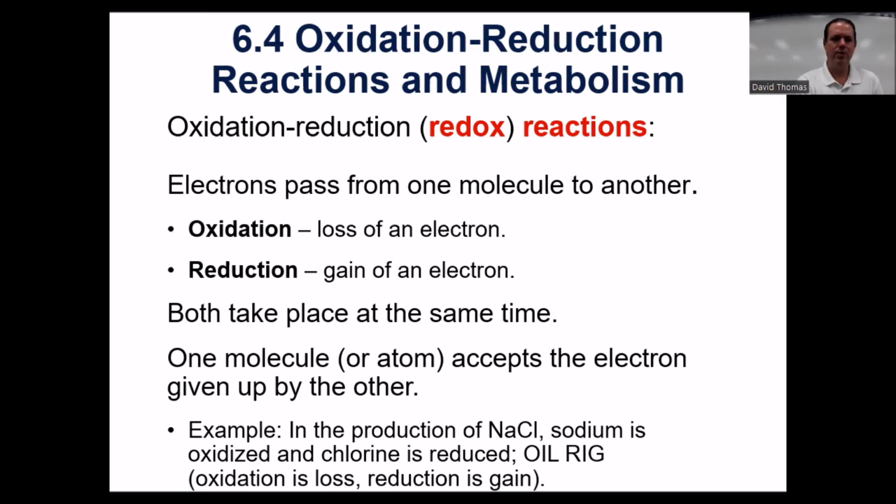The other thing I like to point out is that the electrons represent energy. If a molecule gains electrons, it's essentially gaining energy. We'll talk about this especially when we get to photosynthesis and also cell respiration. If you reduce a molecule, it gains electrons, so it gains energy. If you oxidize a molecule, it loses electrons, so it essentially loses some of the energy associated with that molecule.